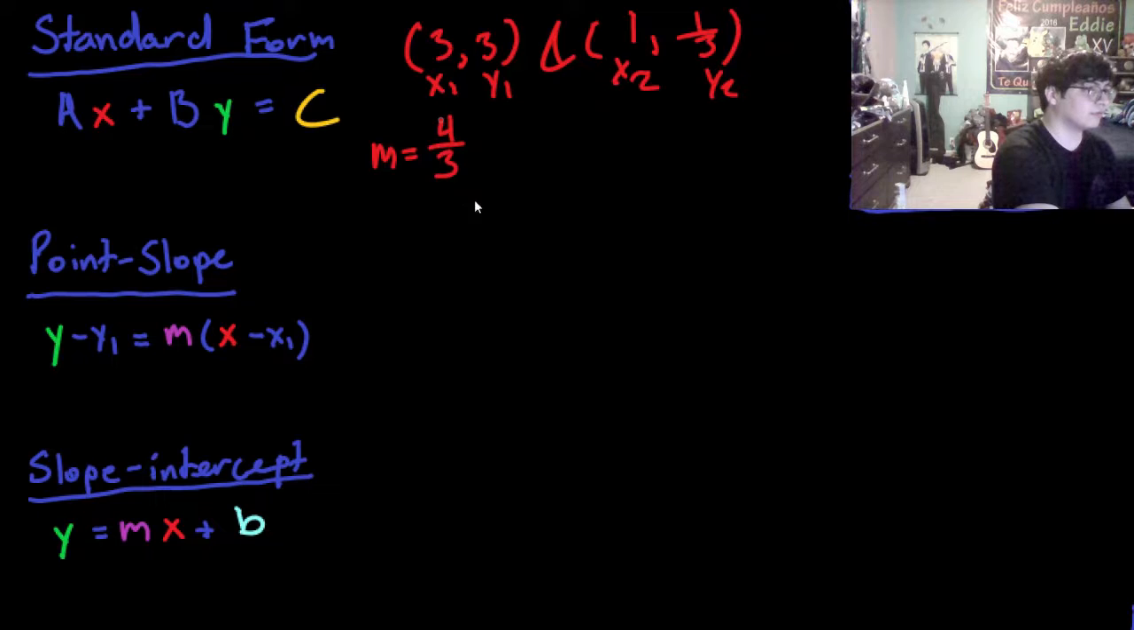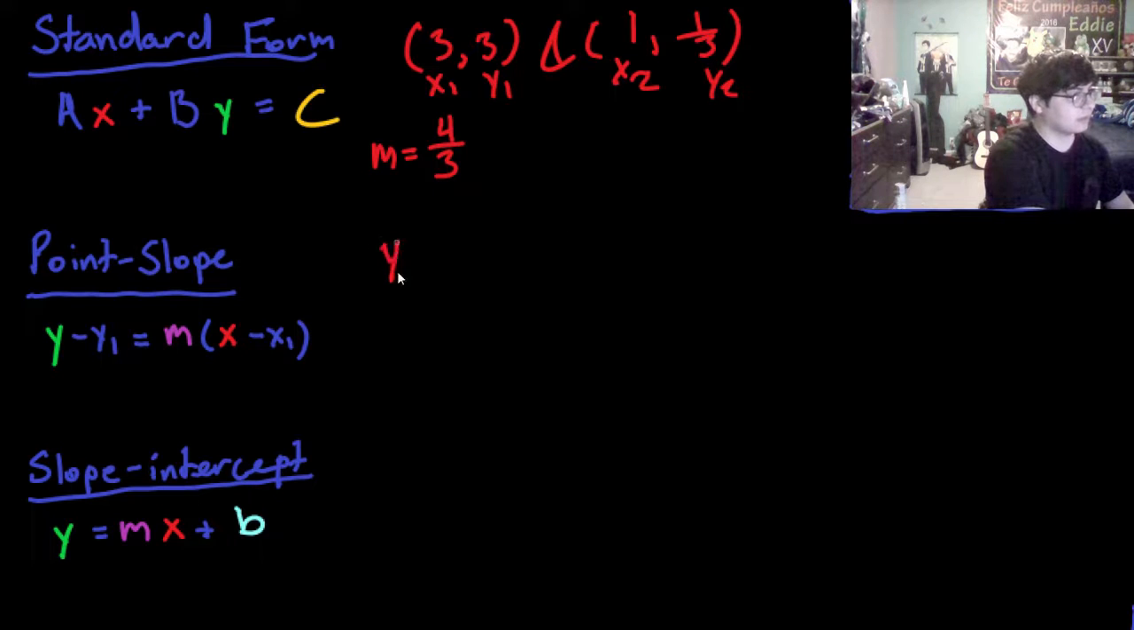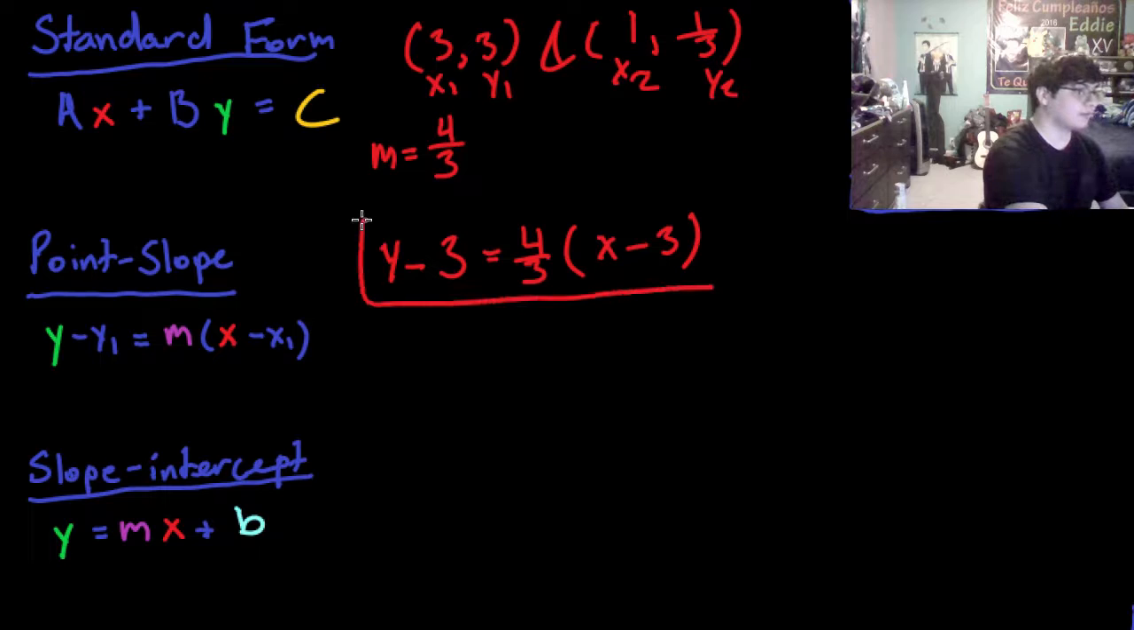So 4 over 3. Now we do the same thing. We choose either the first point or the second point. I would choose the first point just because it's whole numbers and they're a lot easier to deal with. So let's go ahead and do that. y minus 3, because that's y1, is equal to 4 over 3 times x minus 3. And boom, we already have our point slope form. Let's put that in a box.